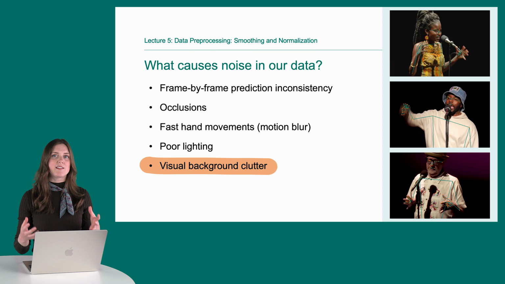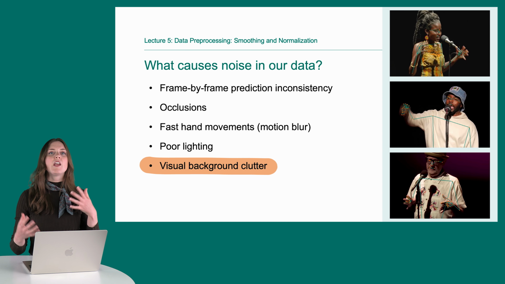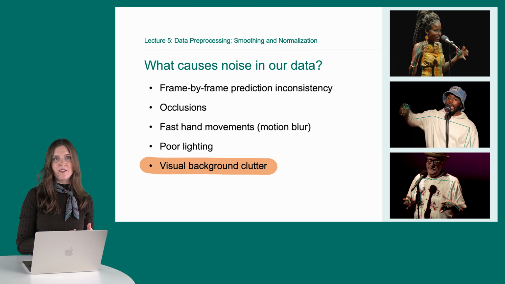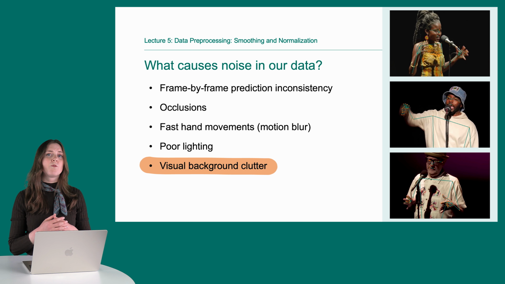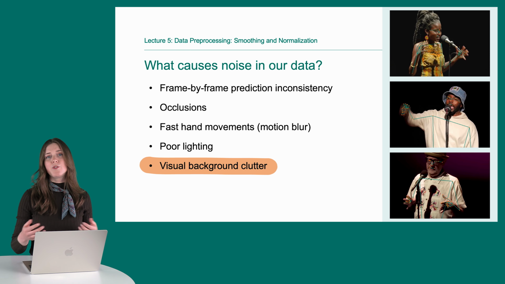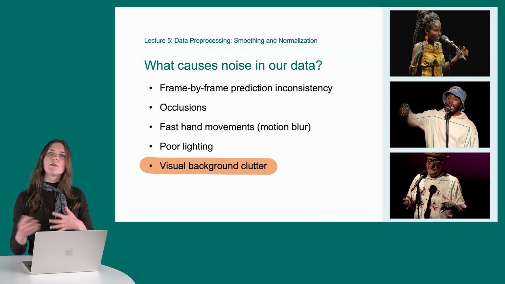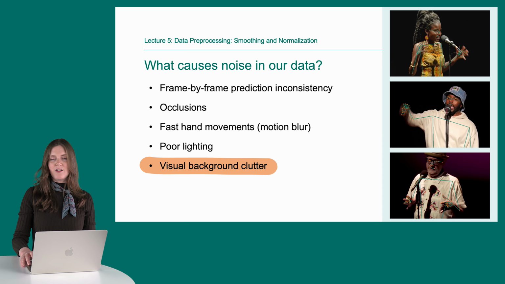These are all things we discussed in Lecture 3 when thinking about how to optimize your data collection for video-based motion tracking. It's great if you can avoid as many of these issues as possible when collecting your data, but it's impossible to eliminate all sources of noise in the data. Smoothing will help us reduce the impact of that noise.